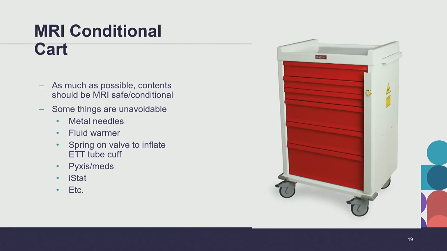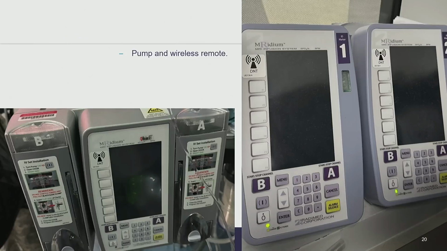MRI conditional carts, as much as possible, everything that you put in here should be MRI safe or conditional. You're going to have some unavoidable stuff like needles, the fluid warmer if you're using one. We talked about the spring on the valve to inflate the ET tube. If you're having an OR and you put a Pyxis in there, it's got to be as far away from the scanner as possible, and hopefully it's aluminum on the caps, but you never know. Your iStat, anything else you're using if you're in an MRI room.